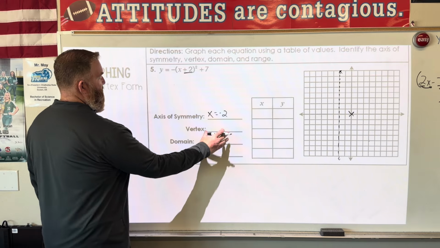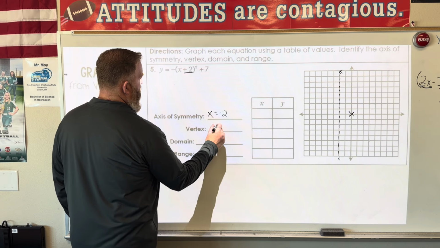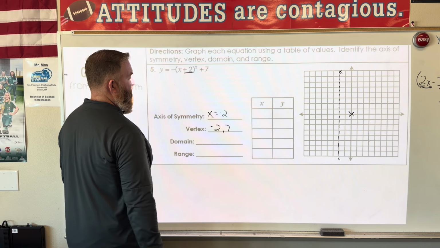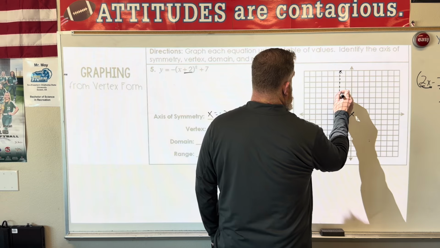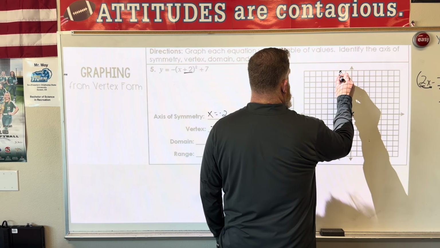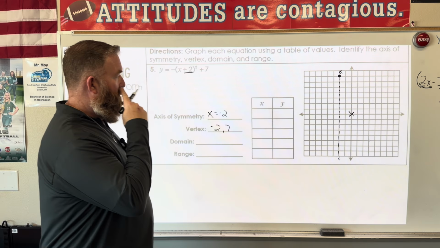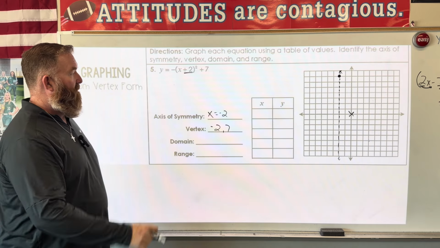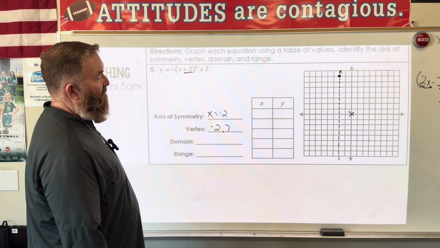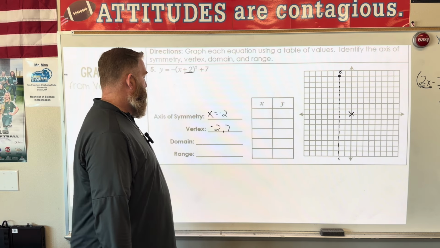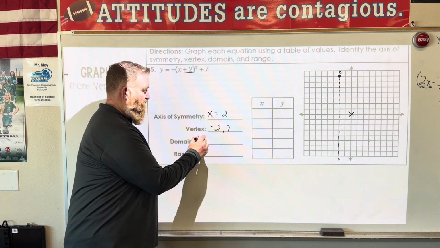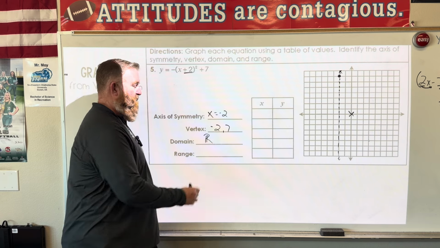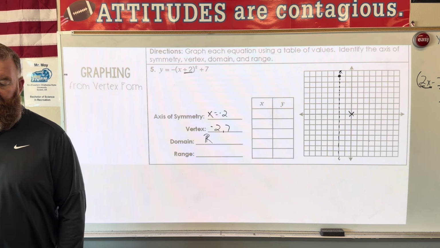All right, here we go. What is my vertex? -2 what? -2, +7. So -2, +7. 1, 2, 3, 4, 5, 6, 7. Good. Everybody good? Now, what's my domain always for all real numbers? Okay, this one's all real numbers. There's my symbol for all real numbers.